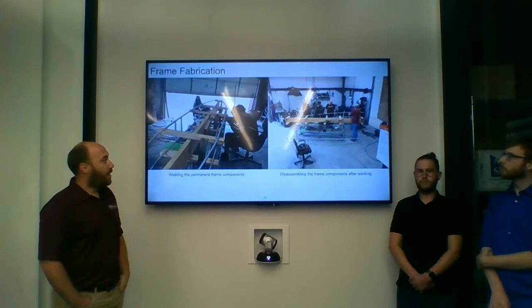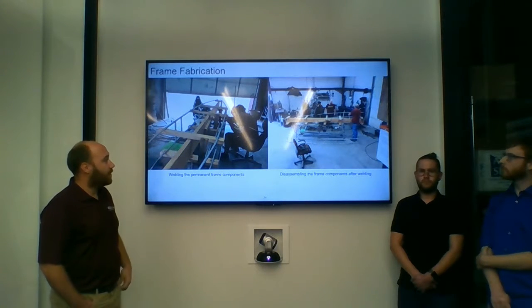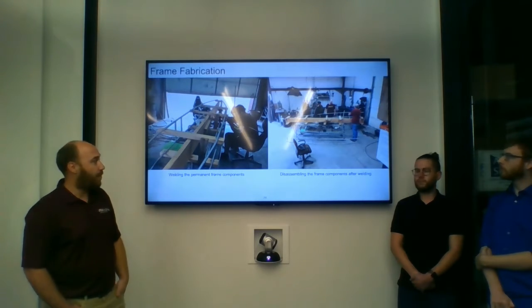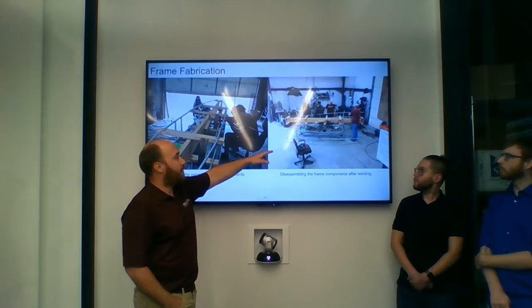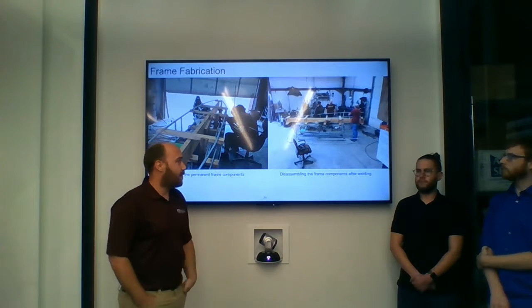Next slide. And then Extreme Fabrication welded everything up for us, which was a huge cost that they did for free, and we definitely do appreciate them. And then here on the other side, you can see once we had everything welded up, we started to take off each side of the kayak.